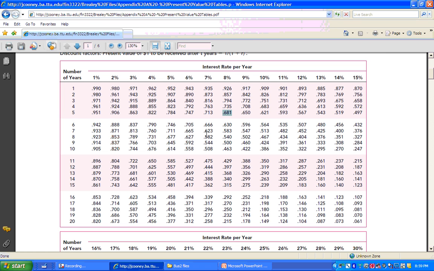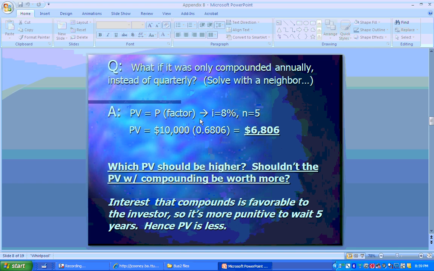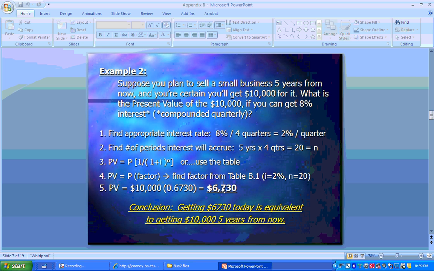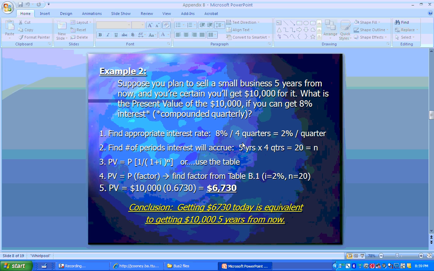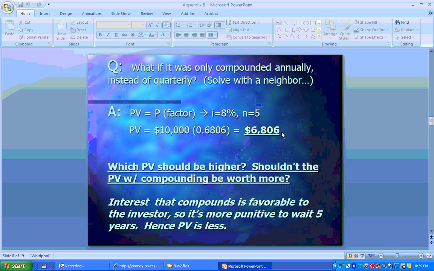The factor is 0.681. Okay, so if I come back here, like a 0.681, your book had a little bit more detail, 0.6806. It's worth $6,806. Well, wait a minute. Wasn't it $6,730 a minute ago? So here's the deal. When it compounds quarterly, you make more interest if you're the investor. Therefore, this is correct. $6,730 would grow to be $10,000 over 5 years if it was compounded quarterly. $6,806 would grow to be $10,000 if it was 8% per year and no quarterly compounding. This one should be higher.